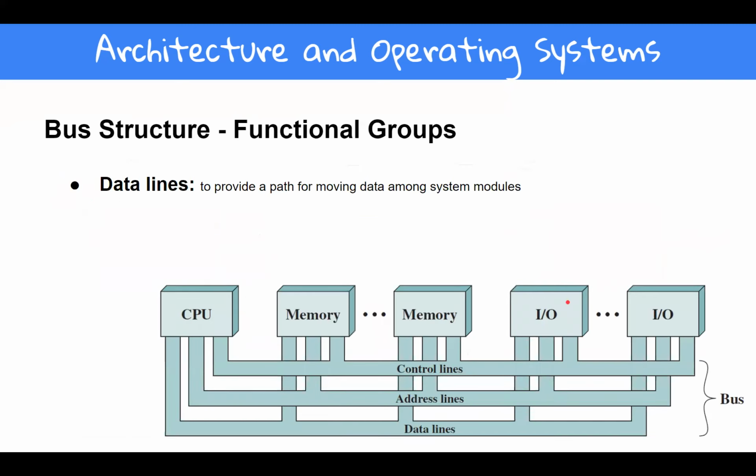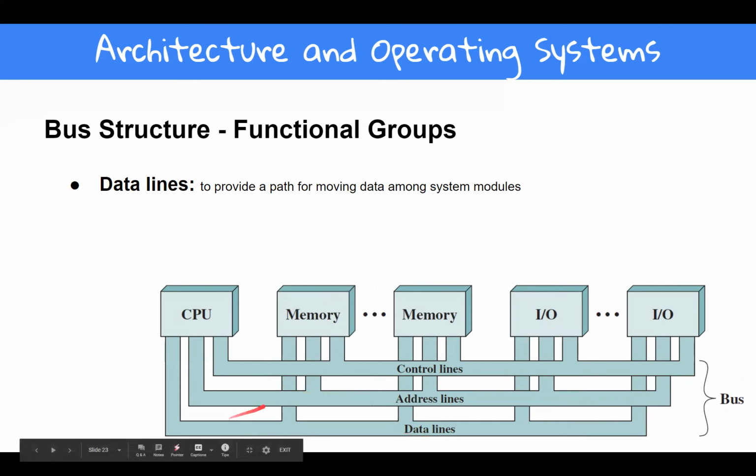So we have three main types of buses. One of them is called the data bus. When you have data lines together, we call them the data bus. When you have address lines together, we call it the address bus. And the control lines, the lines for sending control signals between different modules, we call them the control bus.